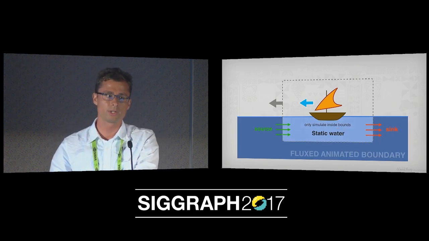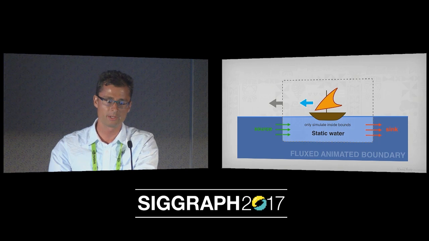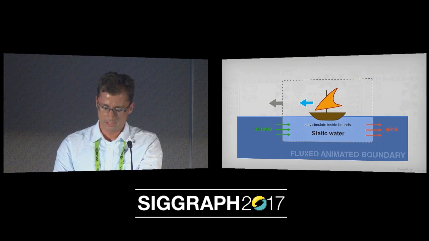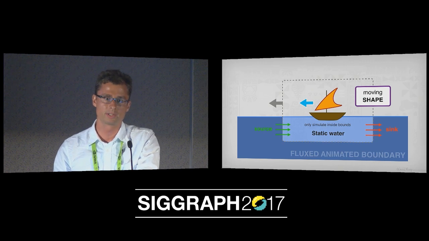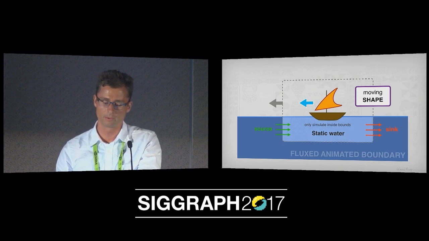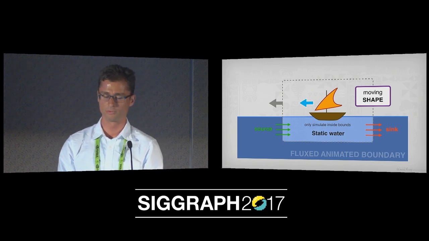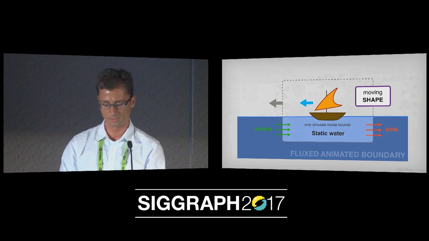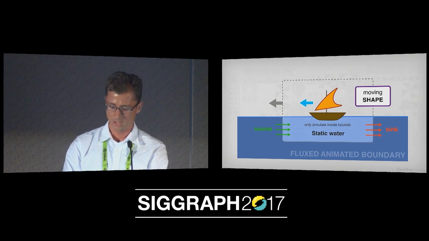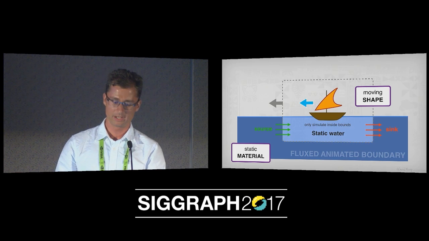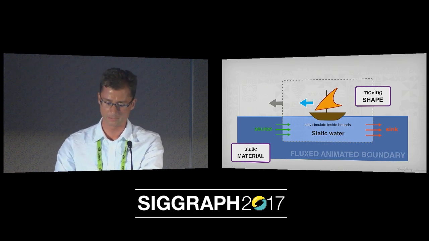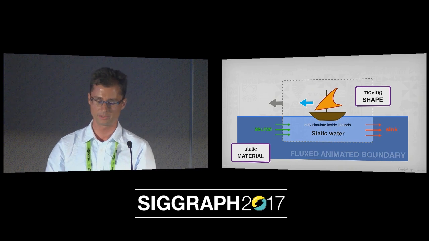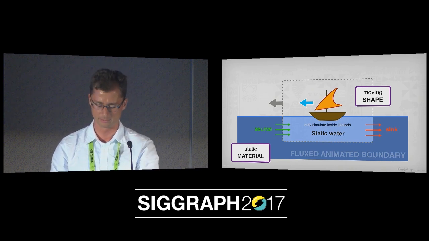So instead of a collision object, we'd like to introduce this primitive called fluctuated boundary. So the idea here is the following. We would really like to decouple the two concepts that are involved in the setup. We would like to be able to distinguish between the moving shape of the window the simulator is trying to run, and realize that there is a separate entity, the static material, and those are two separate things, and they not necessarily should be mixed.